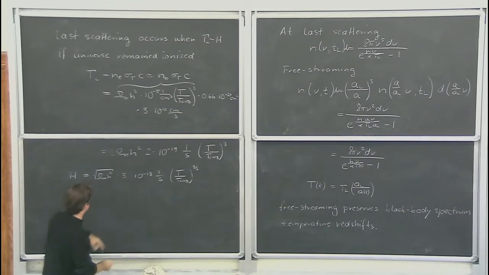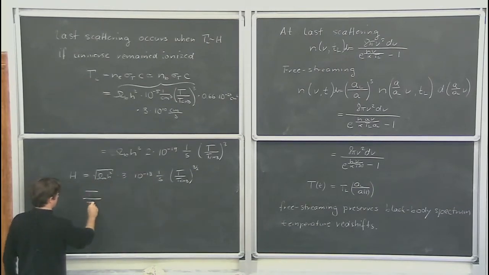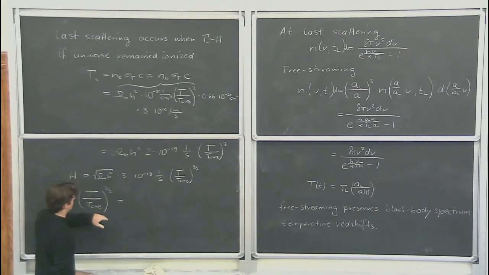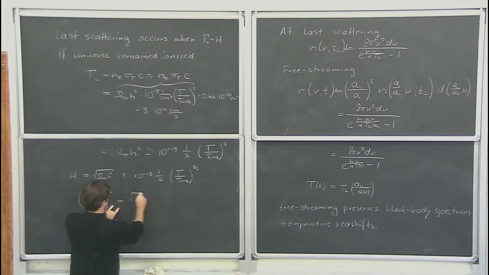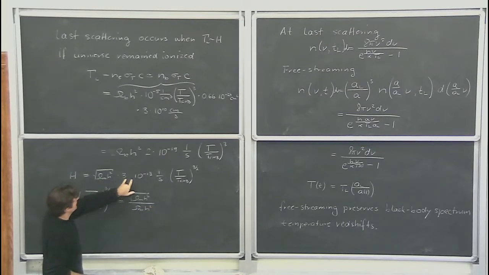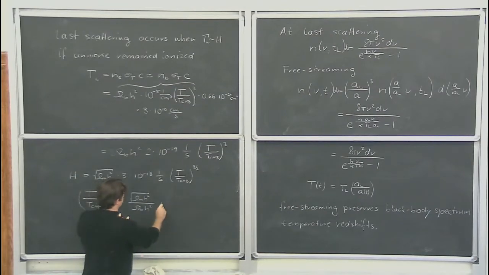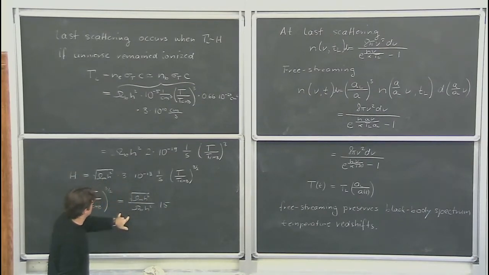And so we find that last scattering in a fully ionized universe would occur around the time when T over T CMB to the 3/2 power is of order square root omega matter h squared over omega b h squared. And then I'm dividing 3 times 10 to the minus 18 by 2 times 10 to the minus 19. This is 15 around, roughly. And that's it, I think.